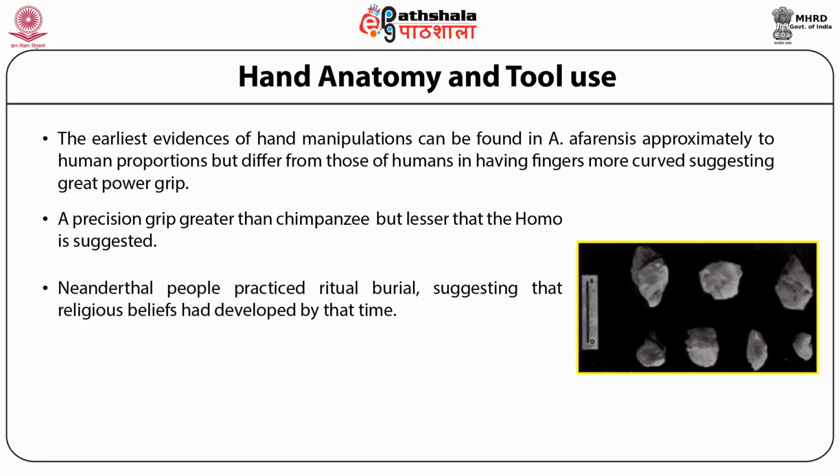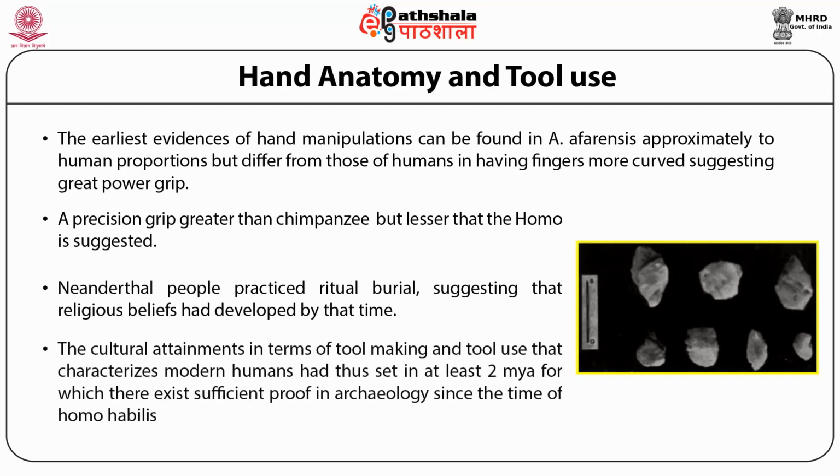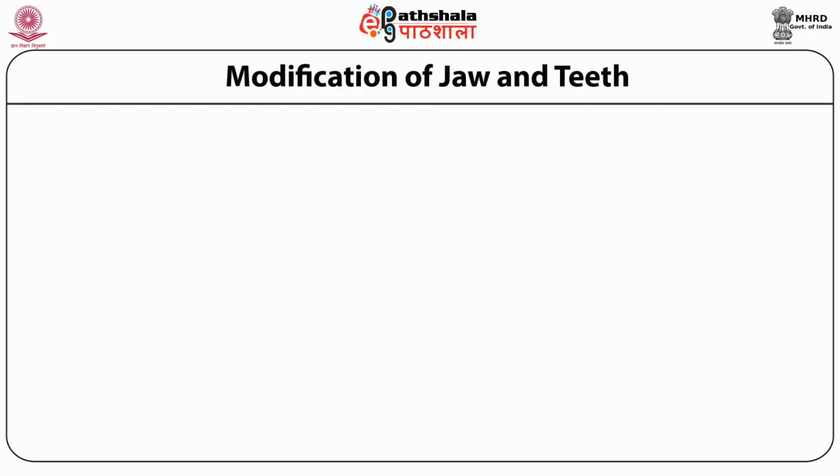Cro-Magnon people began constructing their own dwellings and were living in communities. The cultural attainment in terms of tool making and tool use that characterizes modern humans had thus set in at least 2 million years ago, for which there exists sufficient proof in archaeology since the time of Homo habilis. Now let's try to find out the information related to modification of jaws and teeth.